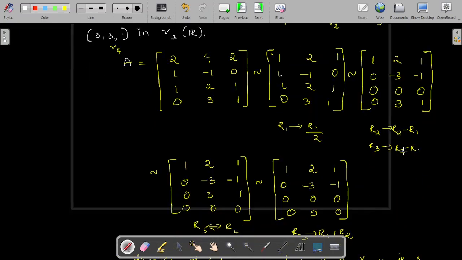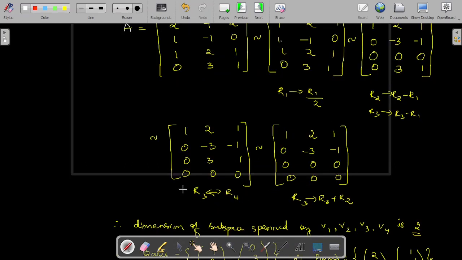Now again, there is a 0 row in between. So what I will do is I will interchange the third row and the fourth row. So R3 interchanged with R4. 1, 2, 1, 0 minus 3 minus 1. So this comes down, this goes up. 0, 3, 1. Next, the first non-zero entry of the second row is minus 3.